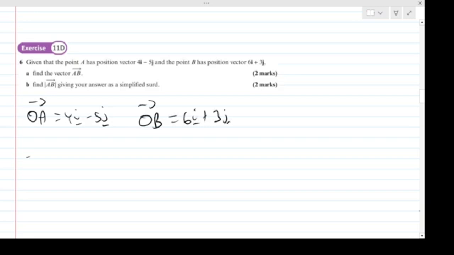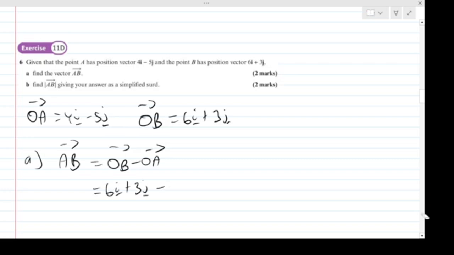Find the vector AB. At this point, I just want to get right into it. So A to B, in terms of the position vectors of A and B, is the second point, OB, minus the first point, OA. I can visualise it with a triangle, which I did earlier, but I can just get into it now. So OB is 6i add 3j, take away OA, so take away 4i minus 5j.